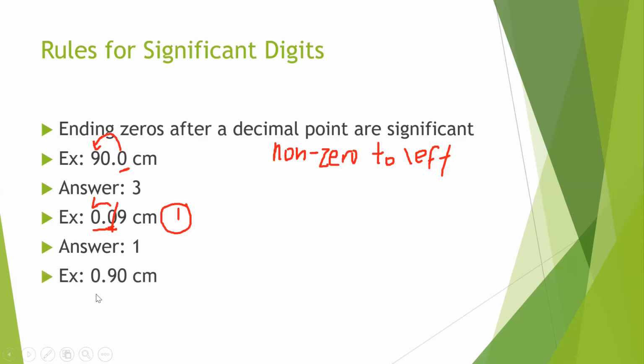And then how about this one? Using my modified version of the rule, how many significant digits are in 0.90 centimeters? Okay, good. So remember, this 0 is a leading 0. So this is a 9, which is always significant. And then this one does have a non-zero digit to the left, so this one's significant. So there's 2. You guys did pretty well.